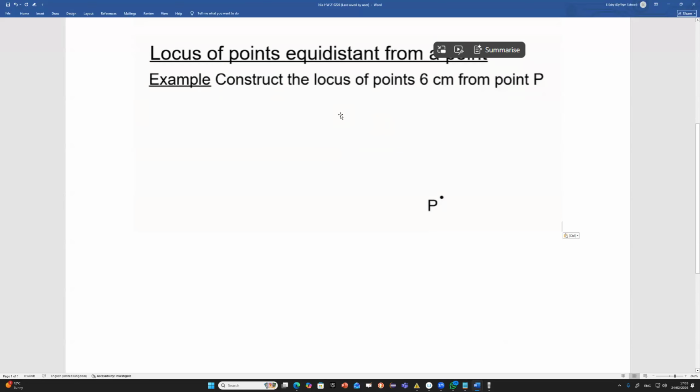Let's imagine I had the point P, I'll just put it here. The locus of points equidistant, that just means equally distant from P, is just going to be a circle. So I open up my compass to 6 centimeters. Then I put my compass point on P, and I just draw the circle.